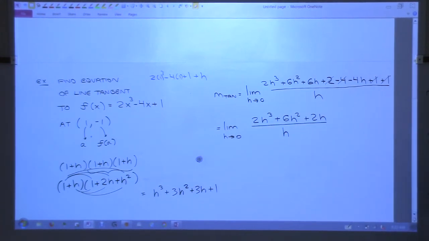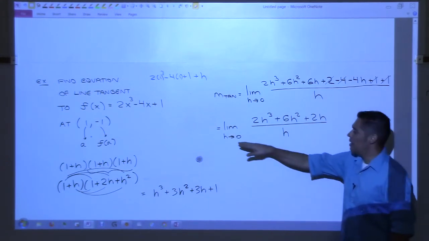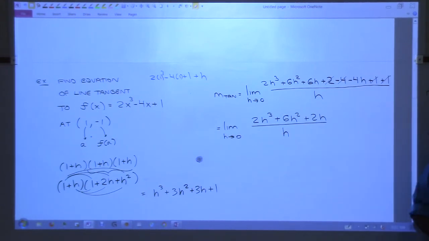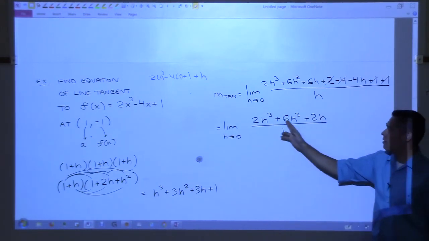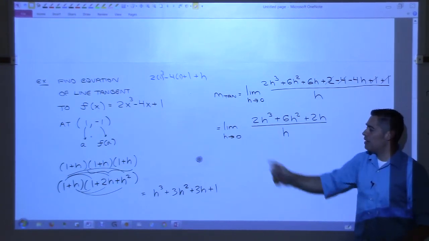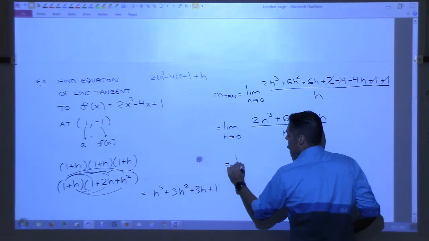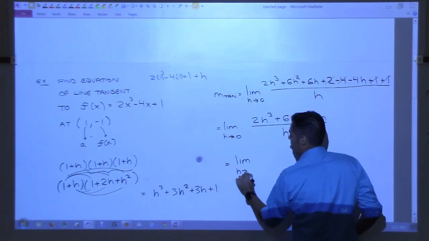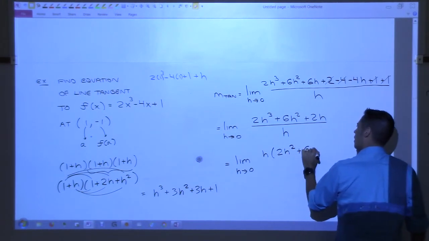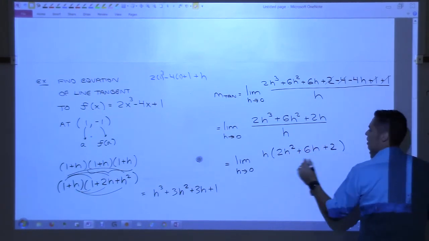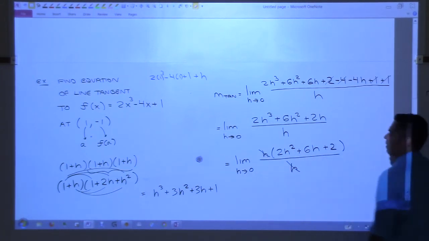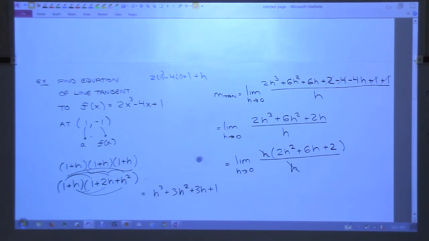Now, right now, at this point, if you try and plug in h as 0, so if you try direct substitution, you're still going to get 0 over 0. However, the numerator, each term has an h, right? So you can factor a single factor of h out of the top. And that's going to be what gets us over the hill here. We pull that h out, we get 2h squared plus 6h plus 2, then all divided by h, and the h's cancel.